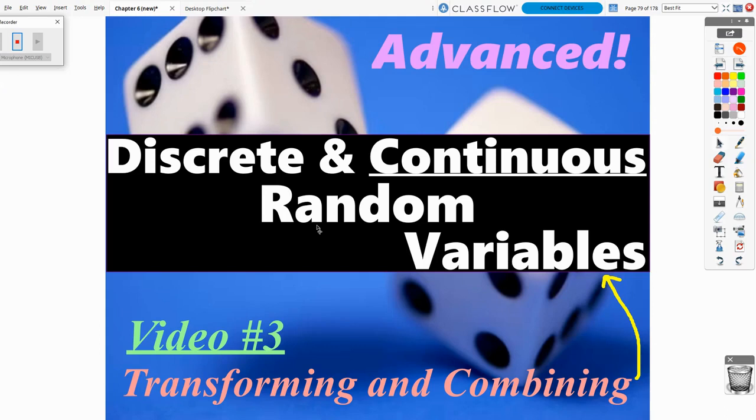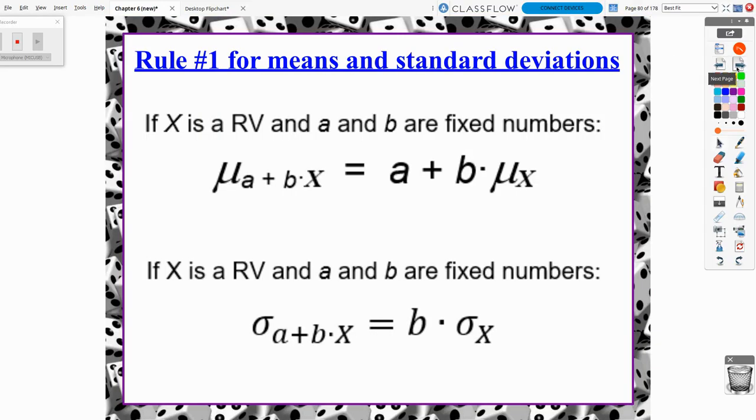Video 3, we are going to continue on with our transforming and combining of random variables, discrete and/or continuous, it doesn't matter. But we are going to get into some more advanced problems than what we did in video 2. Now, we talked about in video 2 two different types of rules. We talked about linear transformation rules.